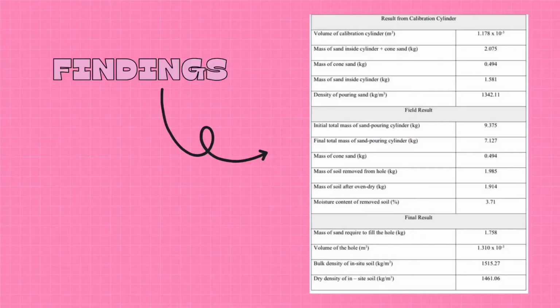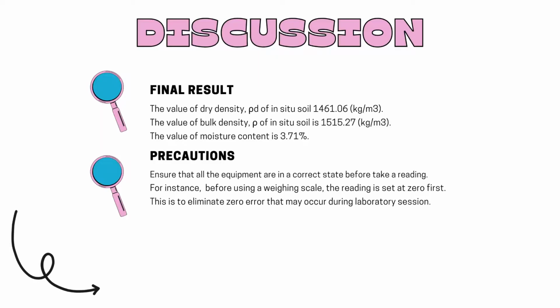This is the expected result that has been obtained from the field density test. For discussion, the value of dry density of in situ soil is 1461.06, and it can be obtained from the value of bulk density and the moisture content.